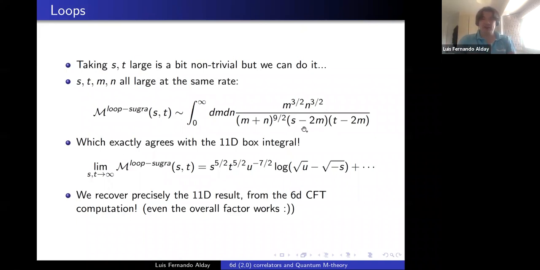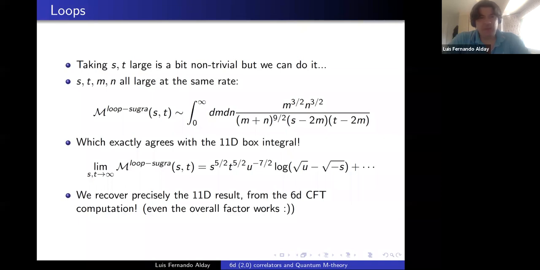So we have done a computation in the 6D (2,0) theory. We now take the flat space limit and we recover precisely the answer that we expect, which is the answer for loop M theory in flat space. Is that okay?